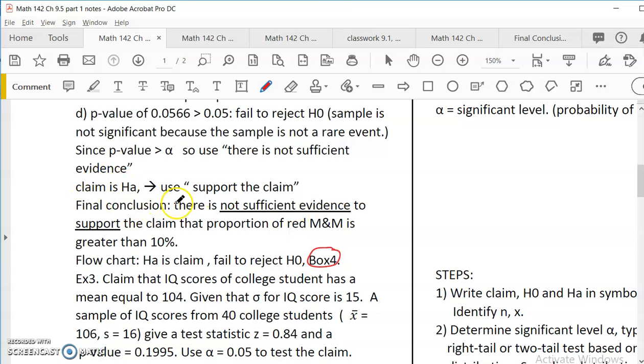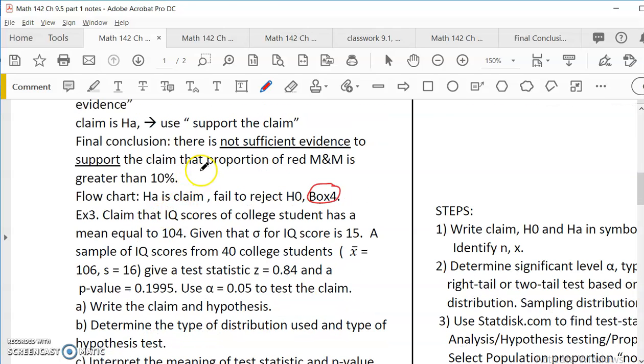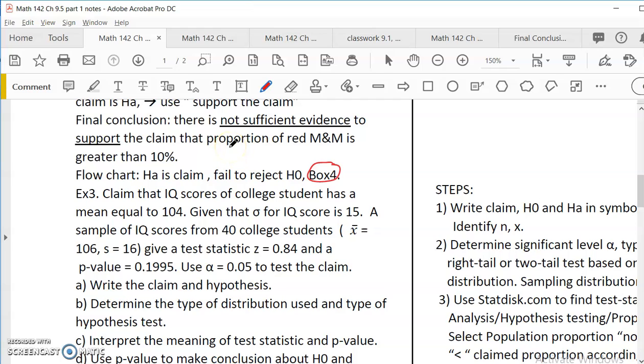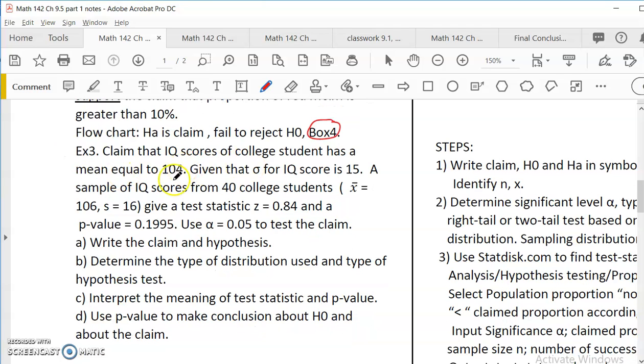In either case, you would say there is not sufficient evidence to support the claim. So that means your sample does not support that it is greater than 10%. It could still be less than or equal to 10%, or according to the null hypothesis, the extreme case is just 10%. Okay, the last example. I want to test the claim that the IQ score of college students has a mean equal to 104.